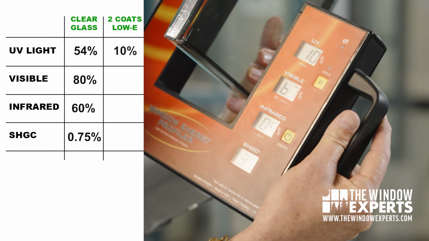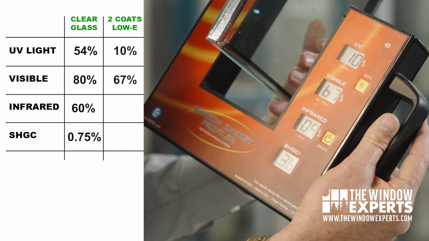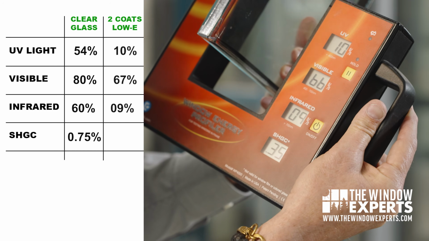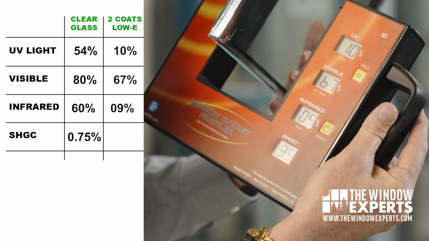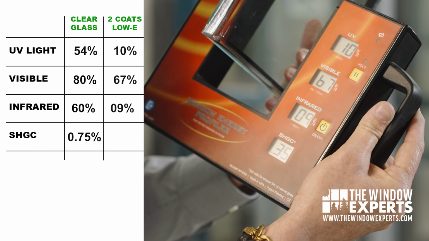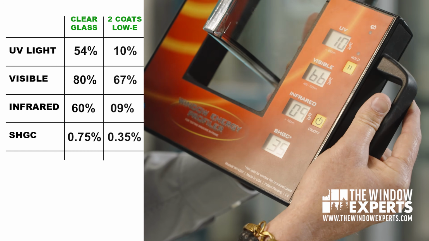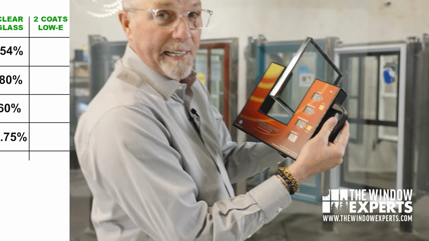Now we did lose some light, right? Because we're at 67% instead of 80. But look at the infrared. It's down to 9% infrared. Man, we are really stopping the heat from coming in. And our solar heat gain, which was at a 0.75, is now down to a 0.35. This is really exciting. I mean, this is a good way for you to save money on your light bill, to be more comfortable in your house, to protect your flooring, to protect your children, right?